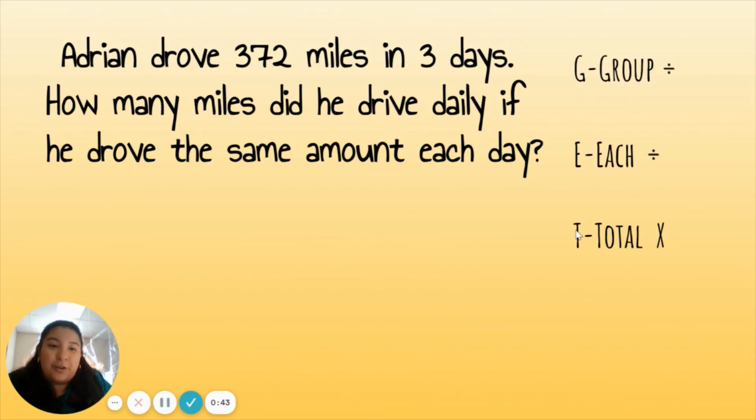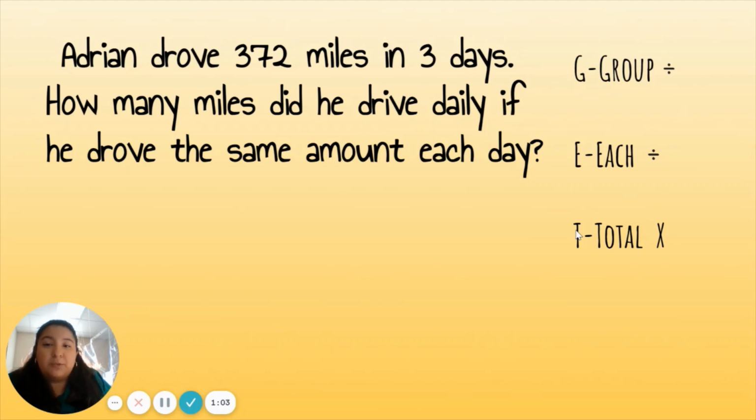So we're using the GET strategy. The G is the groups, E is how much is in each group, and T is total. The one that is unknown is the operation we're going to use. So for example, if we don't know the total, we're going to multiply. If I don't know the amount of groups or how much is in each group, that means we're going to divide. So let's go ahead and start with the total.